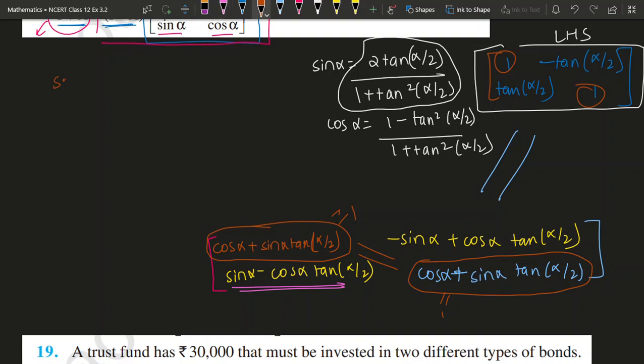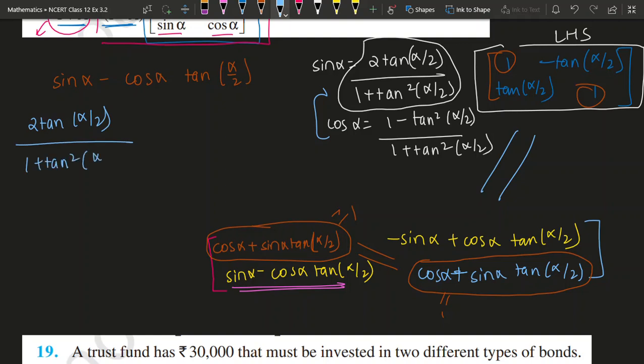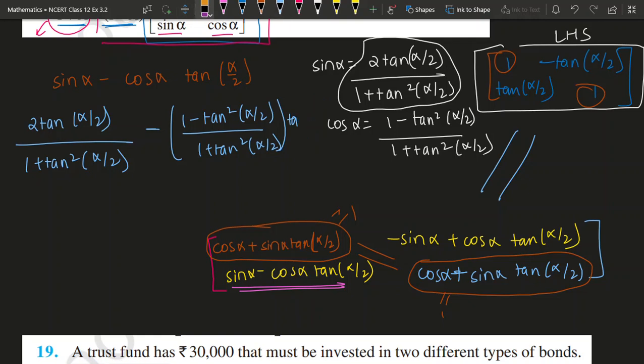So you have sine alpha minus cos alpha times tan of alpha over 2. In this case, what you do is you again put in these expressions. If you again put in these expressions, you would get 2 tan alpha over 2 over 1 plus tan squared alpha over 2 minus, instead of cos, you put in 1 minus tan squared alpha over 2 over 1 plus tan squared alpha over 2. It's a long problem, but it still does a revision of half angle formulas, so let's just do it anyways.